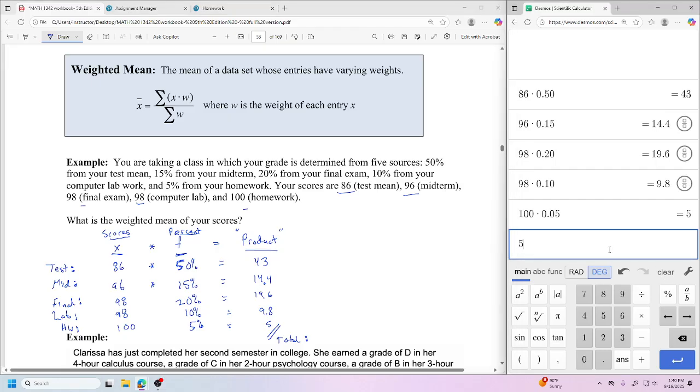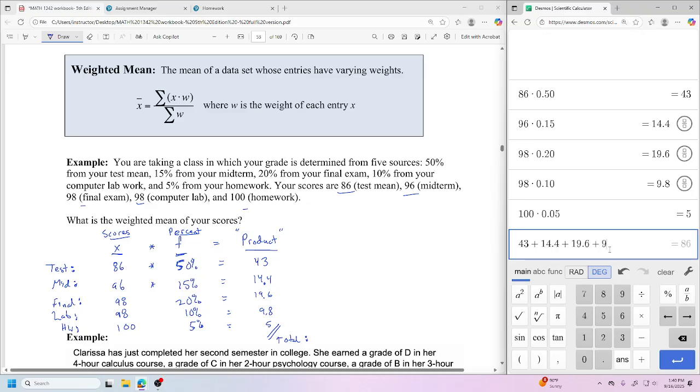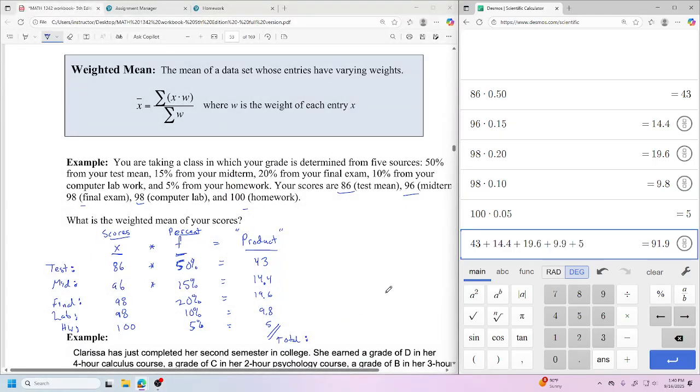So I'm going to start adding it up. 43. Oops. Don't go to the last one. 43, 14.4, 19.6, 9.8, and a 5. Did I do it right? Did I add up everything or did I miss something? Because you know how I miss stuff. I missed the 9.8, didn't I? Or did I have a 9.9 instead?